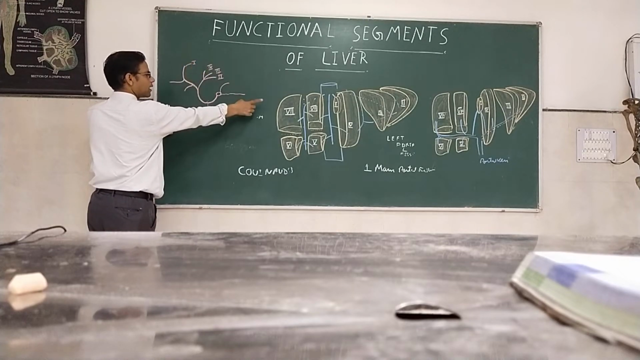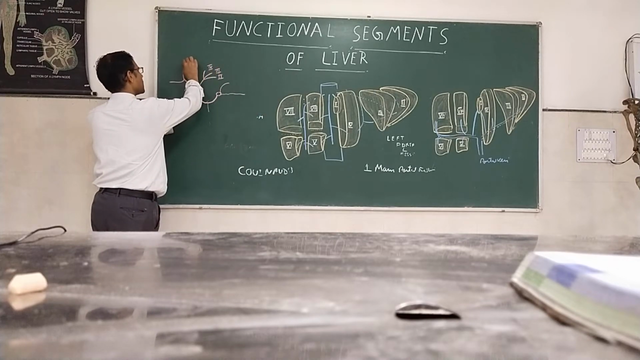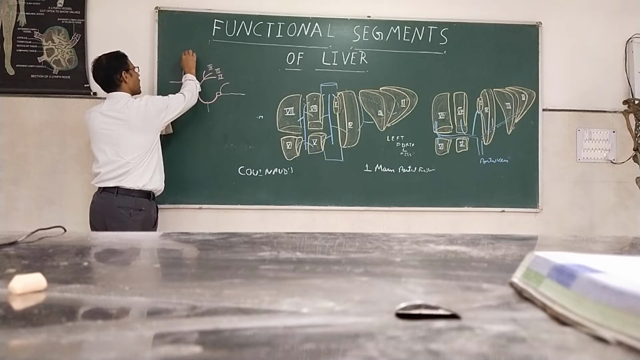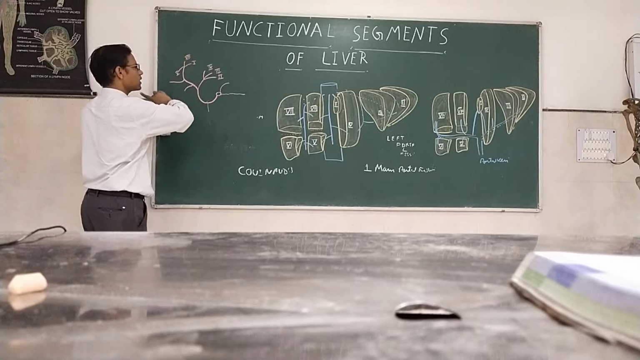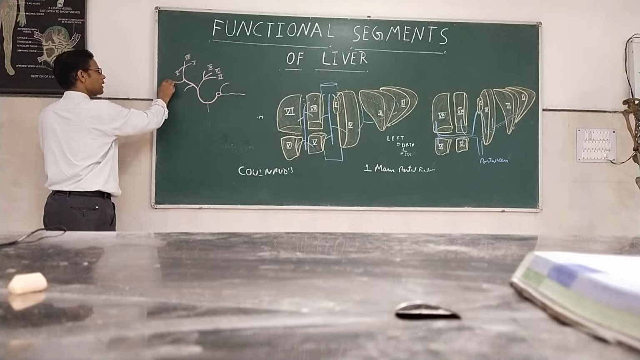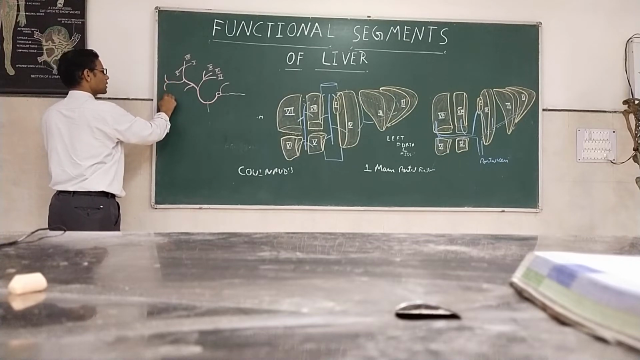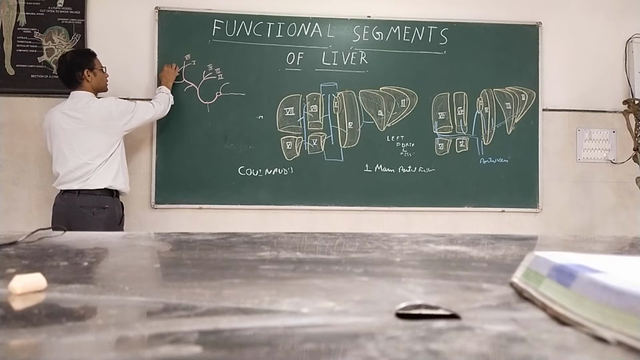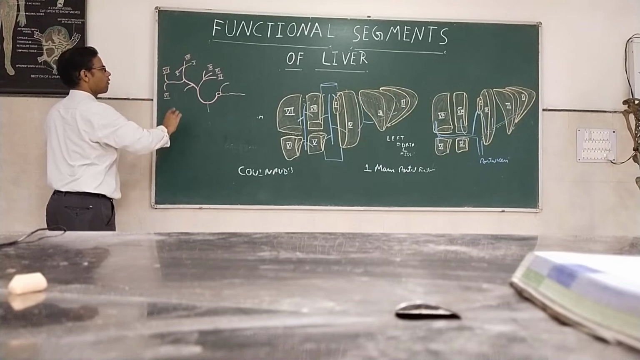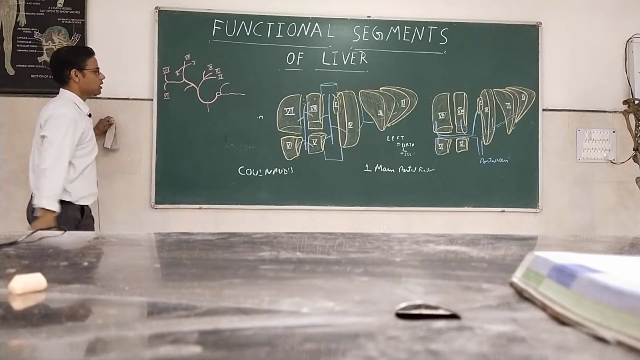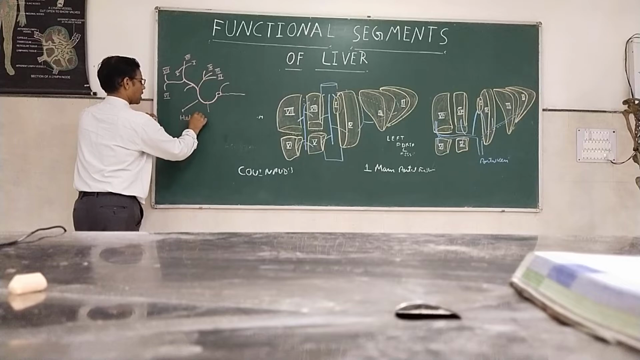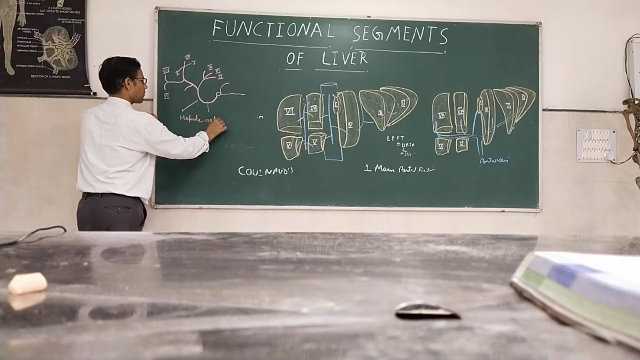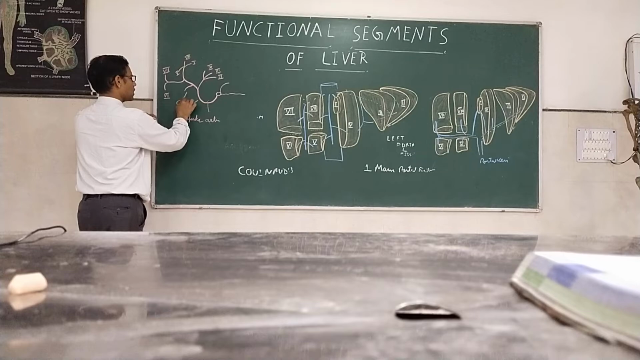Then nearby, segment number 5 and segment number 8. Segment number 5 is going below, and segment number 8 is supplied by this branch, and then onwards this is segment number 6 and segment number 7. So 1, 2, 3, 4, 5, 6, 7, 8, eight segments are supplied. This is the hepatic artery proper, and this is the cystic artery.